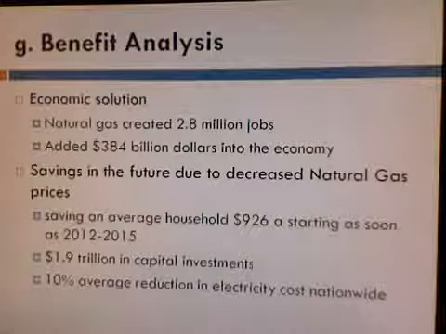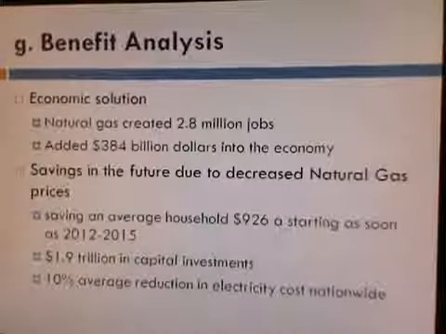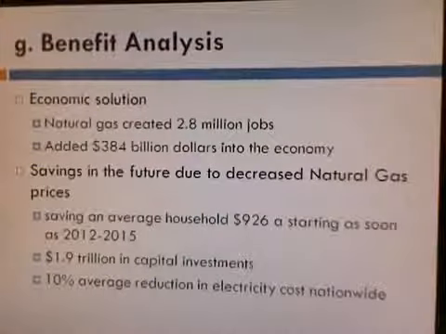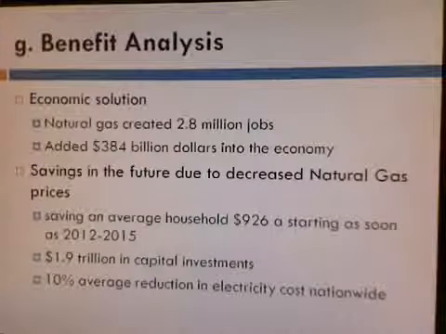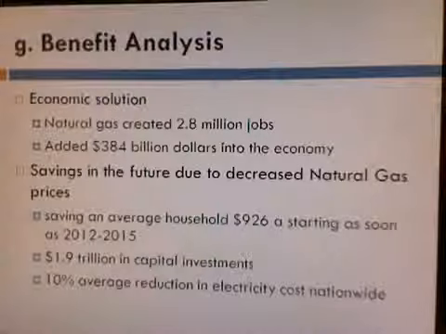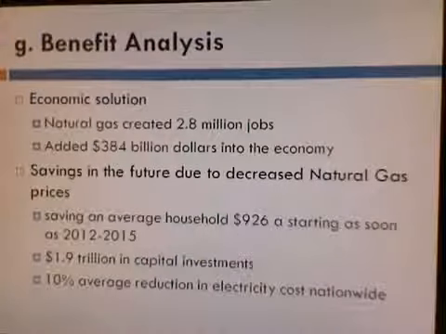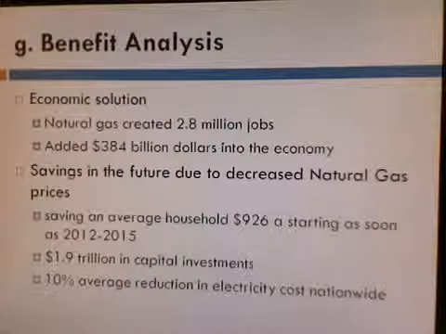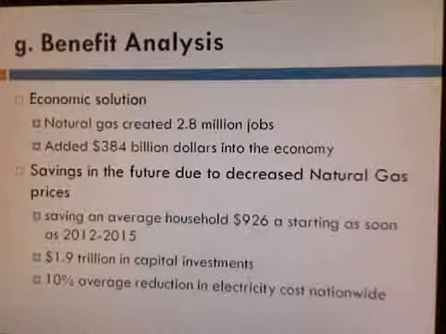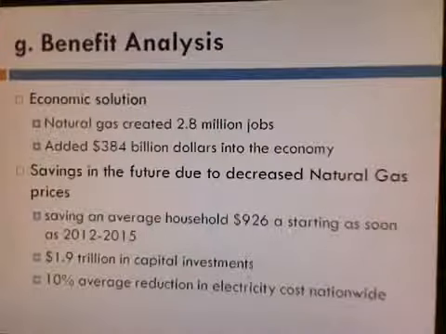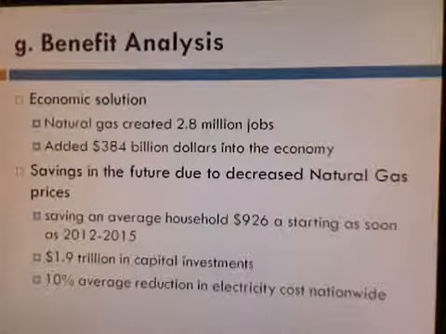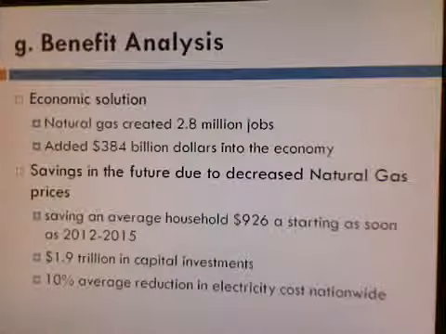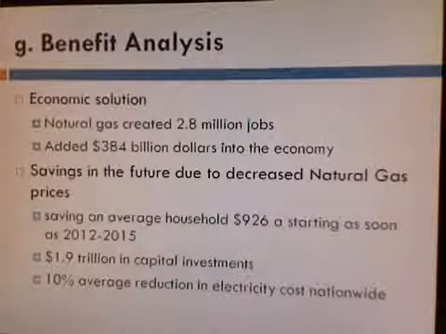Hydraulic fracturing has had and will have a great impact on our economy. A recent study found that fracking has created 2.8 million jobs in the natural gas industry. The same study also stated that by using the technique, natural gas has added $348 billion into the economy. As for the future of fracking, there are several projected savings for consumers. To name a few, it is projected that between the years 2012 and 2015, an average household will save $926 per year on natural gas due to fracturing techniques. Natural gas companies are also expecting $1.9 trillion in capital investments.